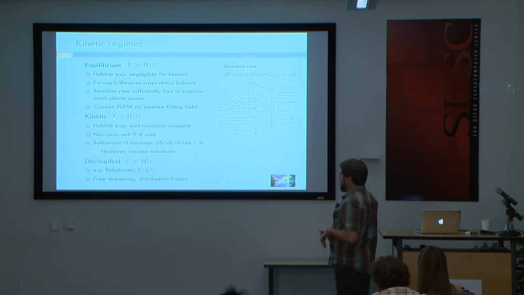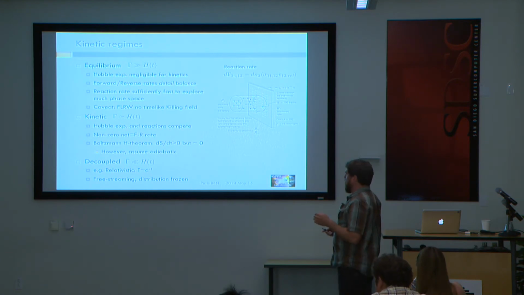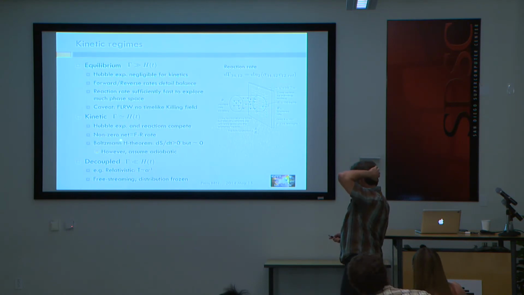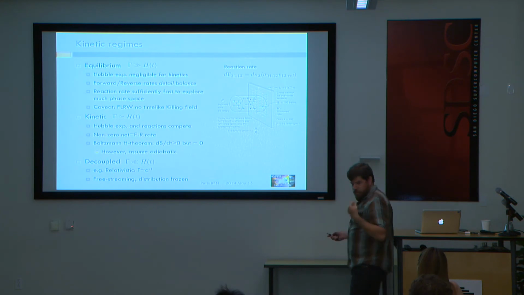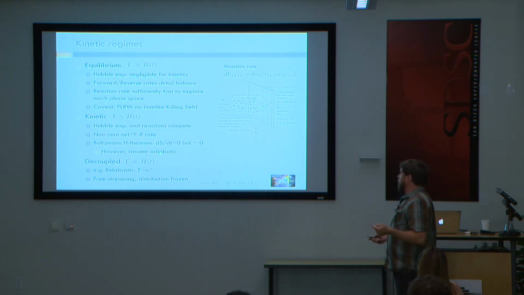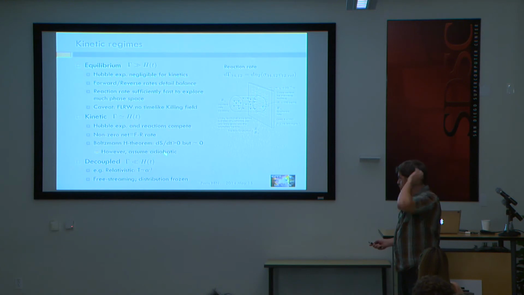So the kinetic regime is where the rate of, let's say, two-to-two body interactions is about the same as the Hubble expansion rate. In that case, you have the potential for there to be a non-zero net forward minus reverse rate. The Boltzmann theorem tells you that entropy is changing. But because the argument I just gave about second order smallness actually obtains here too, we're going to assume for most of the development of the universe that entropy, proper entropy, is conserved. So that's this assumption of adiabaticity.